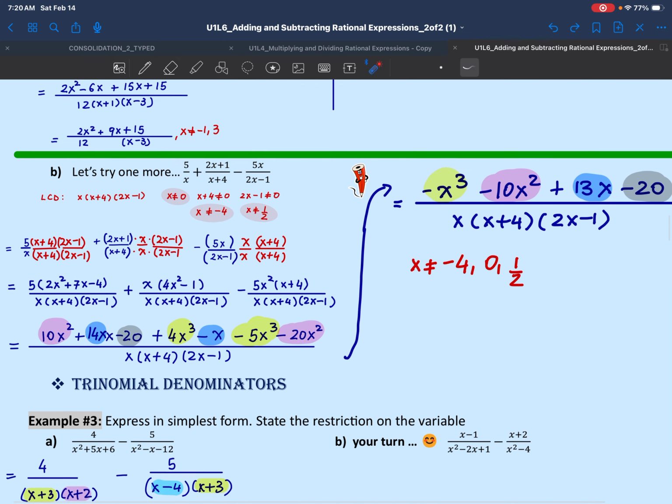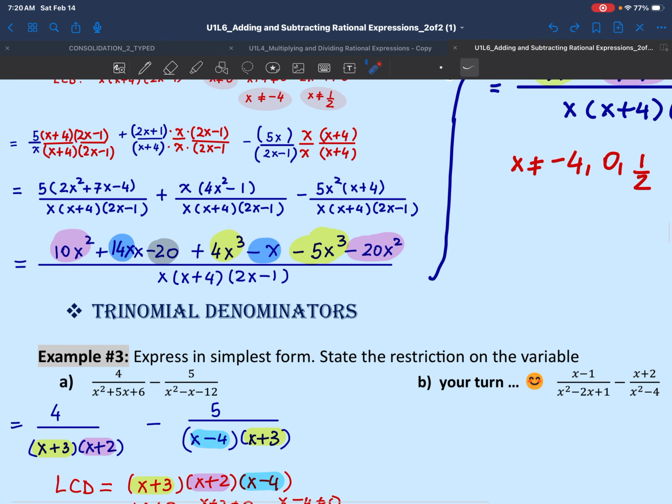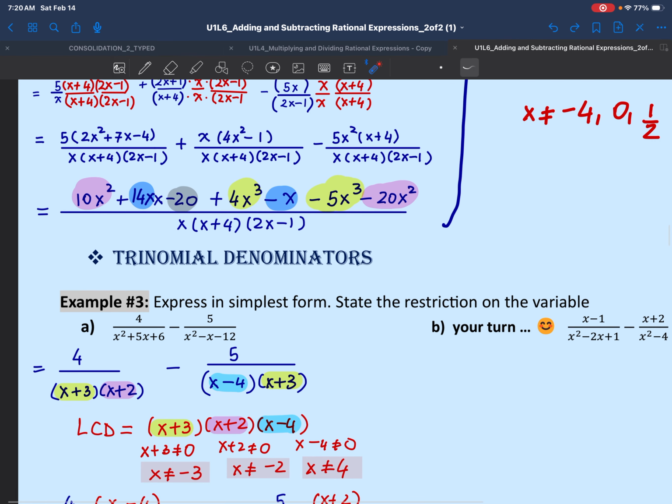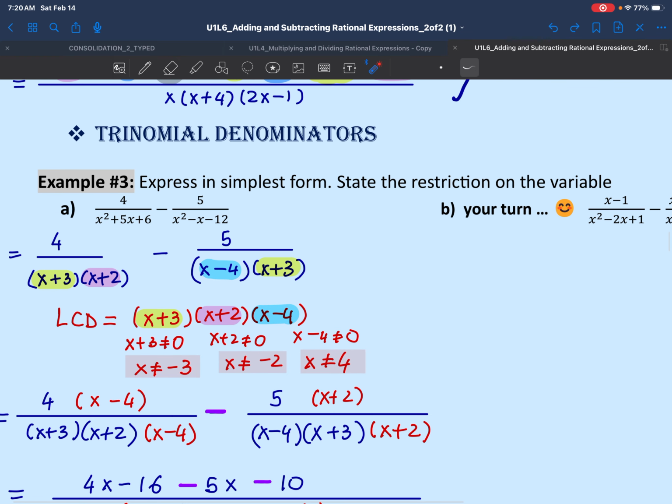Okay, now in the next example we have trinomial denominators, and we will look into trinomial denominators in the next video.